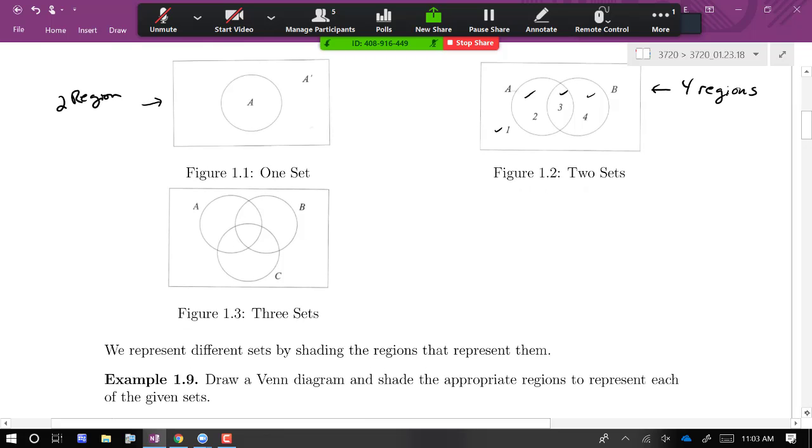If we move out to three sets, we have to draw it, again, allowing for all possible intersections. So we have to make sure we draw it in this way because of all these different possible intersections. I want to allow for the possibility that something could be in A and B but not C, right? So that's this region right here. And if you count them up, I think we have 8 regions. Let's try: 1, 2, 3, 4, 5, 6, 7, 8.